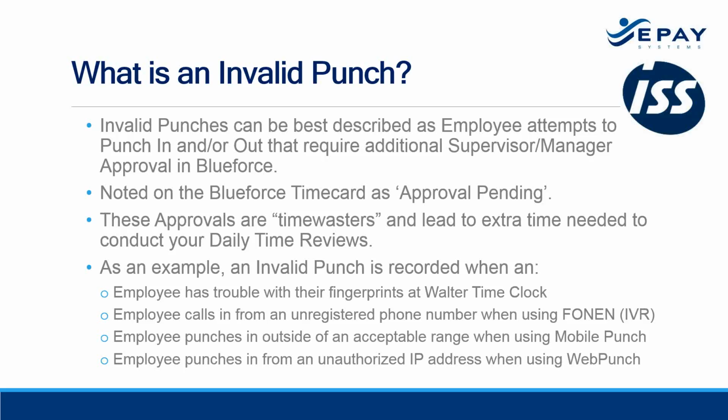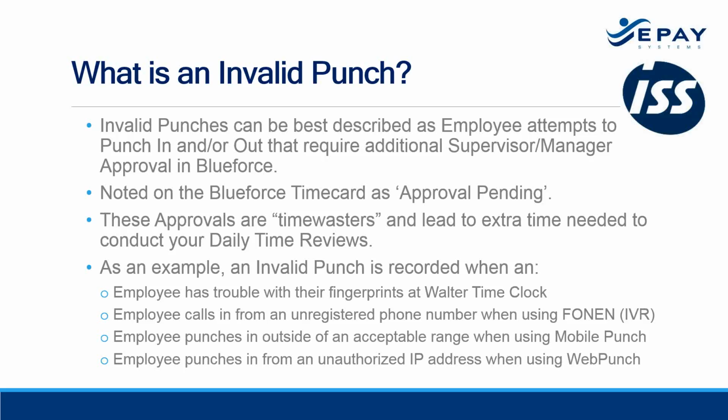Secondly, an employee can call in from an unregistered phone number using FONEN. Now, our FONEN system, our toll-free number, as you know, will allow you to enter a job number if you call from an unregistered phone number. We have that part of the system quote-unquote wide open because we want the employees to be successful in punching in and punching out. If they are calling from an unregistered phone number, you will see an approval pending, and that's your cue to go in there and do some research and find out, is that number valid or not? I'll show you some ways to talk about that later on in the discussion part of how to fix that going forward. We'll discuss that a little bit further.